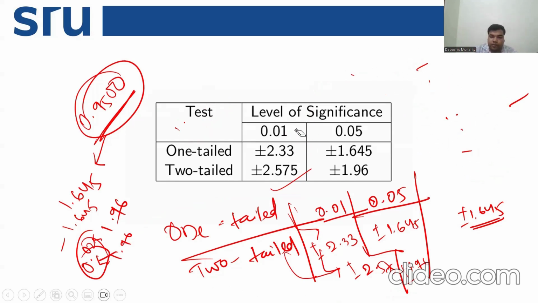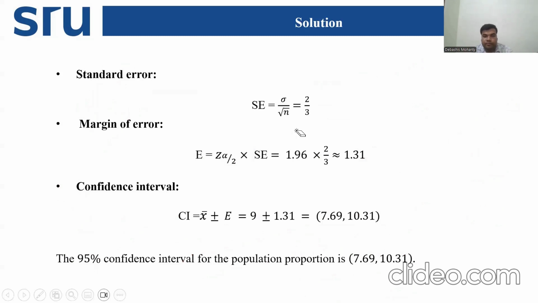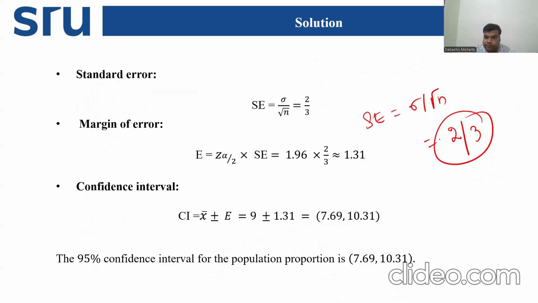So let's come to our problem. Here we see the standard error is given: standard error equals sigma divided by square root of n. What is the sigma value? 2 divided by square root of n. What is the n value? 3. So 2 by 3. That is the standard error.